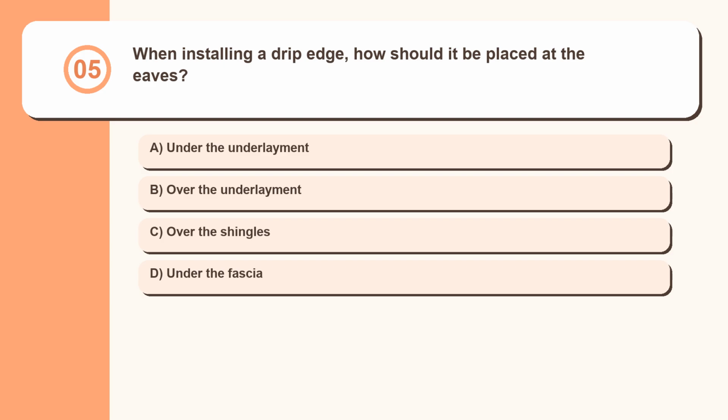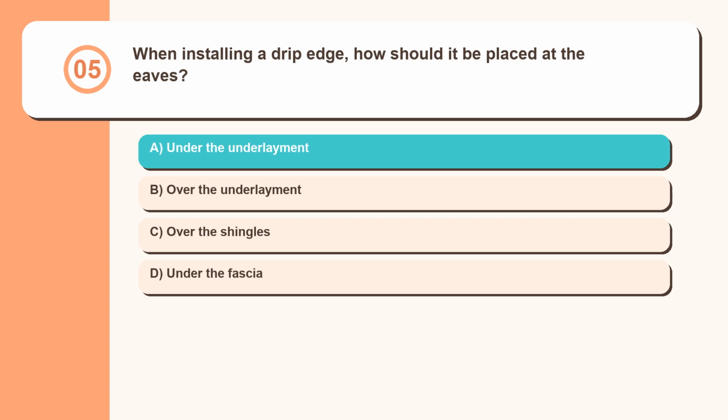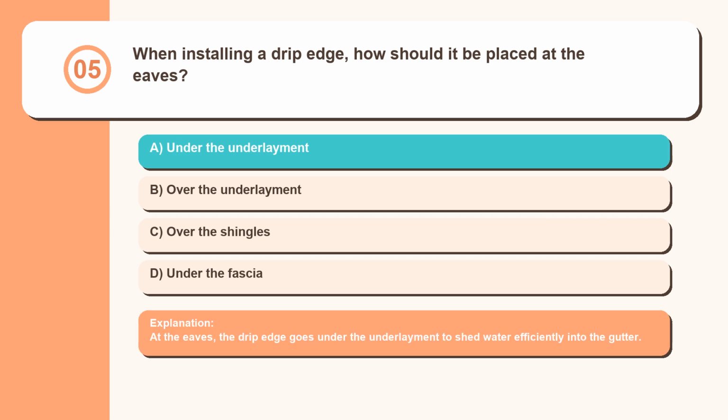Question 5. When installing a drip edge, how should it be placed at the eaves? Under the underlayment, over the underlayment, over the shingles, under the fascia. At the eaves, the drip edge goes under the underlayment to shed water efficiently into the gutter.